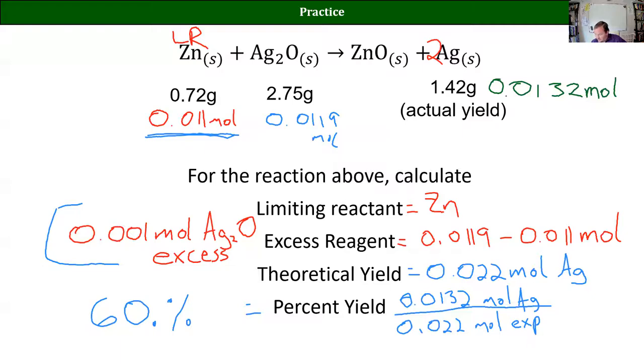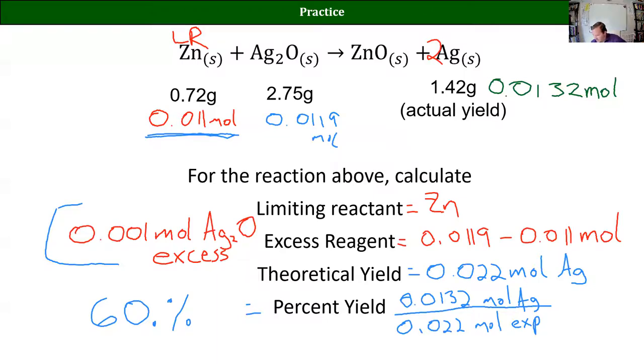And our theoretical yield, again, we take our limiting reactant. Everything is based around our limiting reactant, right? Because that's what's controlling how far the reaction can go. And we get a theoretical yield of 0.022 moles of silver.